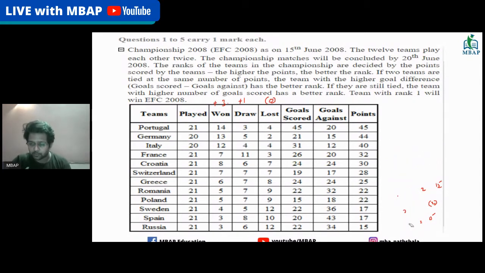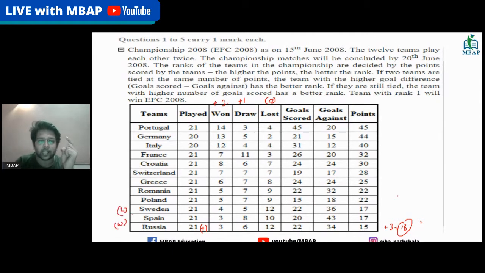All of you got this? If this part is clear, let's see the data. Let's see if Russia wins the last match. Russia is on 21 points. If Russia wins the last match, it's going to be on 18.